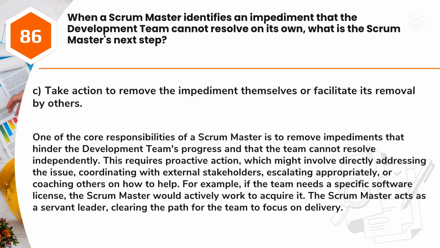This requires proactive action, which might involve directly addressing the issue, coordinating with external stakeholders, escalating appropriately, or coaching others on how to help. For example, if the team needs a specific software license, the Scrum Master would actively work to acquire it. The Scrum Master acts as a servant leader, clearing the path for the team to focus on delivery.